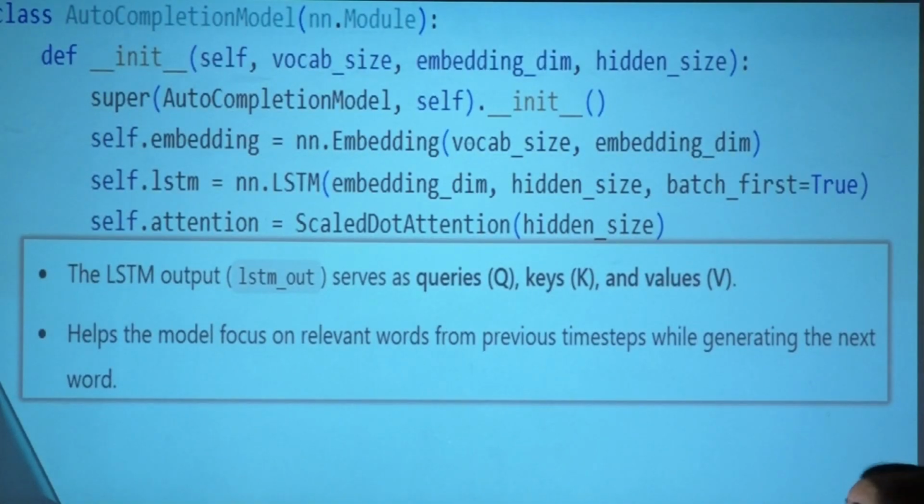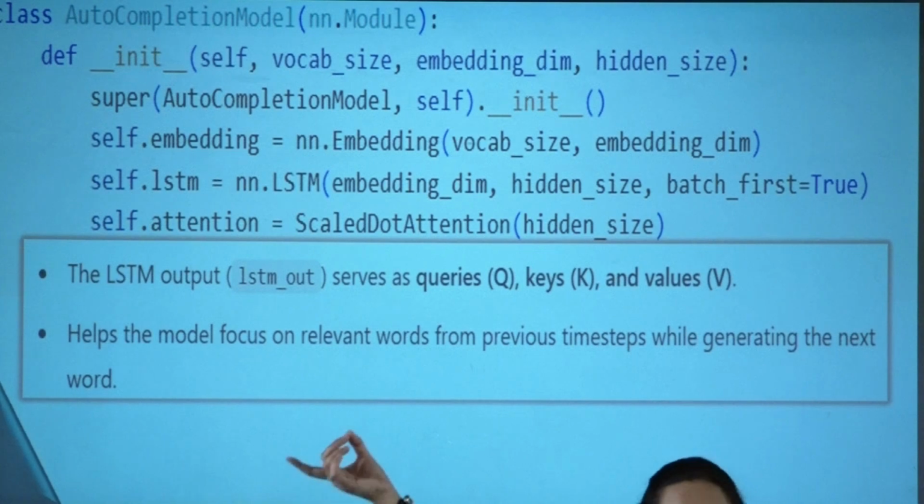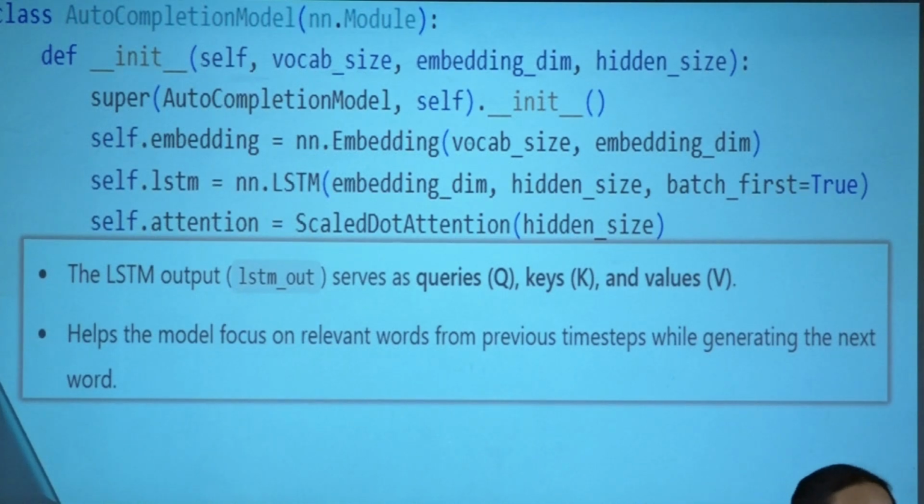Now what will happen? Once you get hidden states from your LSTM, these hidden states earlier we used for direct prediction in our previous exercises. Now we will not. These hidden states will be given to the attention mechanism to save time and run everything in parallel. Hidden size is given here to the scaled dot attention, and then the LSTM output serves as query, key and value to your scaled dot attention method. What is this? This part that we have written.